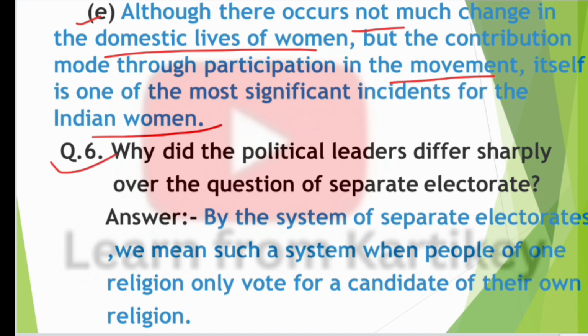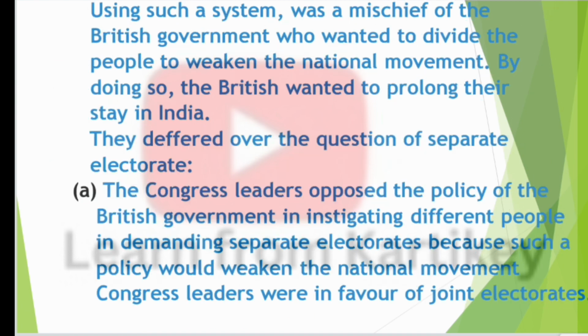Next question, question number 6. Why did the political leaders differ sharply over the question of separate electorates? So answer, by the system of separate electorates, we mean such a system where people of one religion only vote for a candidate of their own religion. Using such a system was a mischief of the British government, who wanted to divide the people to weaken the national movement. By doing so, the British wanted to prolong their stay in India. They differed over the question of separate electorates.